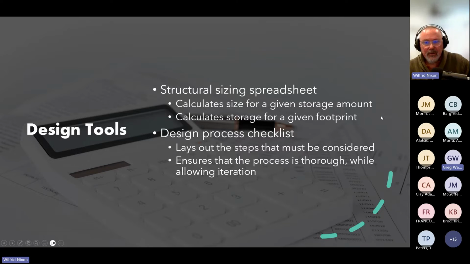Conversely, there are some situations where you only have a certain amount of space, and it'll tell you how much salt you can get inside that space. We'll dig into this in a minute here.